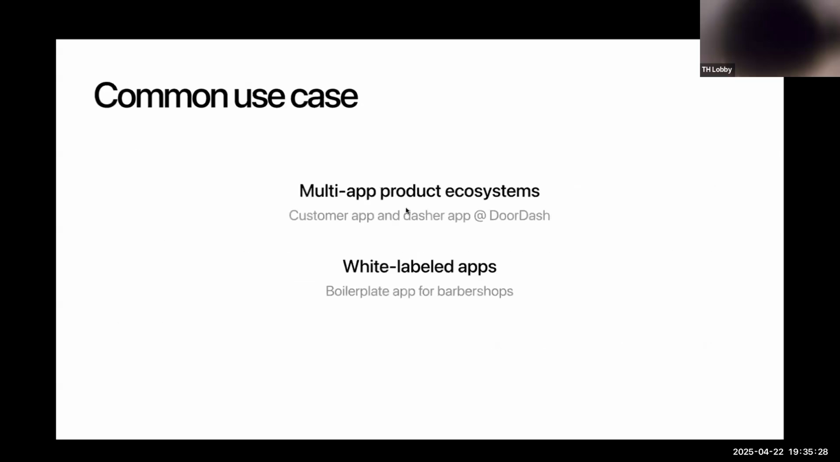The common use case will be multi-app product ecosystems like the client and Dasher apps at DoorDash, or a boilerplate app for barbershops. For example, if you're an agency building white label apps, you want to build fast and you have a common shared design system for a specific type of app.